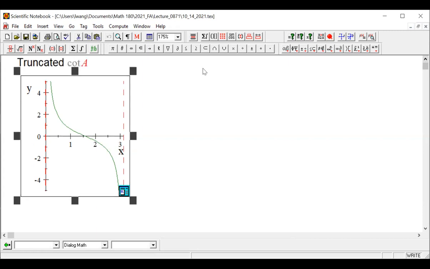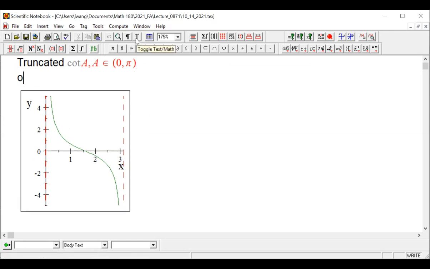And this is the cotangent with truncation, and how do we specify it? The domain will be the interval from 0 to pi. Can we include 0 and pi? Of course not, because cotangent is not defined there. Those are the points where cotangent is not defined. That's why we have those vertical asymptotes. So now this function is one-to-one.